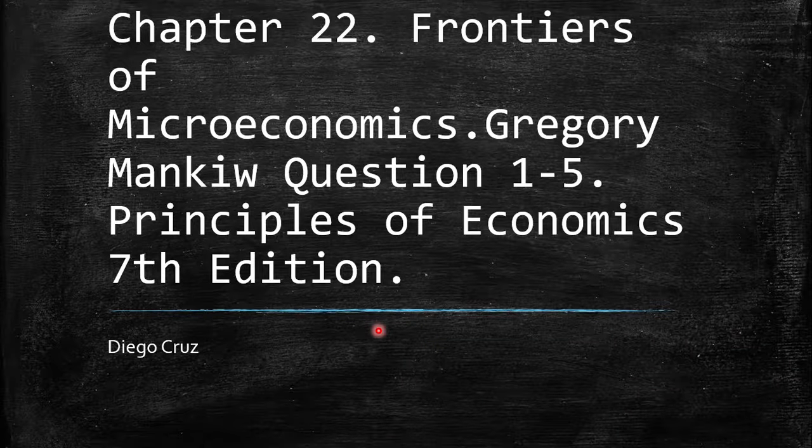We're going to discuss questions 1 to 5 of chapter 22, Frontiers of Microeconomics. This is from Gregory Mankiw's Principles of Economics, 7th edition.